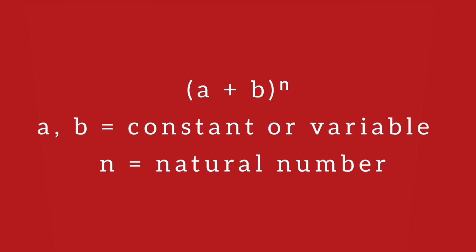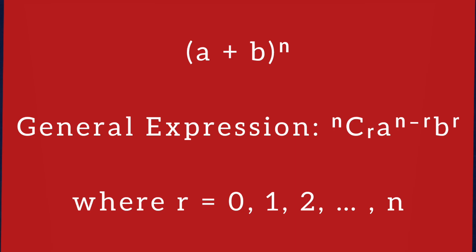To begin with, we will consider the binomial of the form a plus b raised to the power n, where a and b could be a mix of constants or variables, and n could be any natural number from 0 up to infinity. The general expression for each term in the expansion of a plus b raised to the power n is the product of n combination r, a raised to the power n minus r, b raised to the power r, where r is an integer starting from 0 to n for each term.